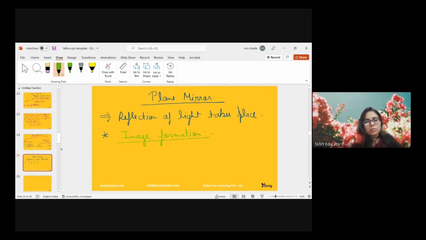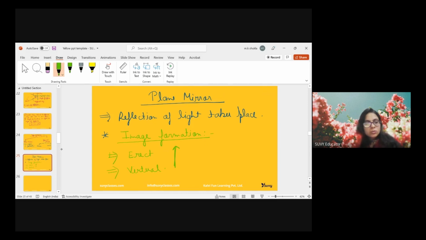How can an image form in a plane mirror? The image formed is erect, meaning it stays upright, in a single form. And the image will be virtual. There are two types of image, virtual and real. A real image can be obtained on a screen, so it is called a real image, and a virtual image cannot be obtained on a screen.